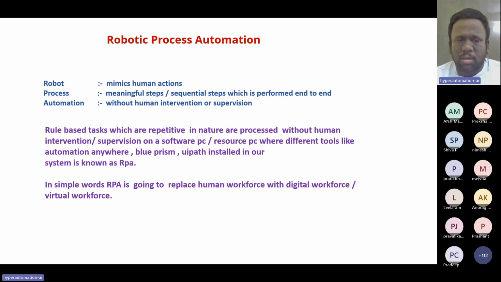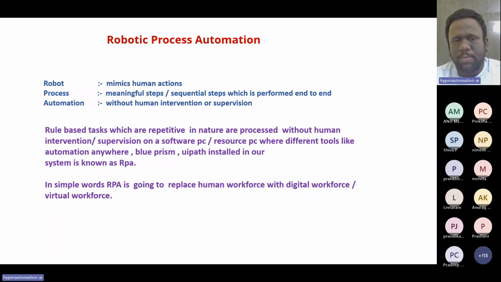So what is a robot here? A robot is nothing but something that tries to mimic human actions. Whatever a person does, it will try to do the same things and mimic them. Here it's not a mechanical device that you can see or touch. The software which we write here is what is called a robot, or the piece of instructions or code we write in RPA is what we call a robot.